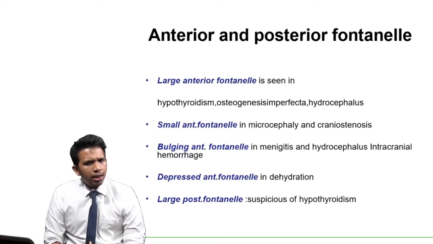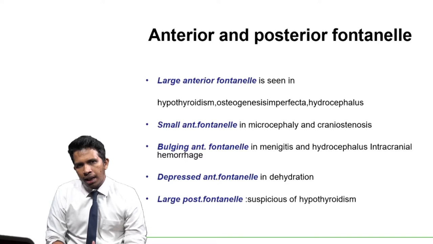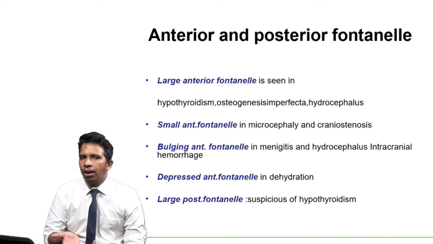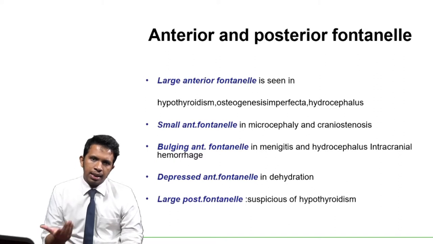Now, after we are done looking at the size of the anterior fontanelle, we need to look at the condition of the anterior fontanelle. Now, this anterior fontanelle can be two things. It could either be bulging out or it could be depressed. If it's bulging out, it suggests a condition where the child's intracranial pressure has increased.